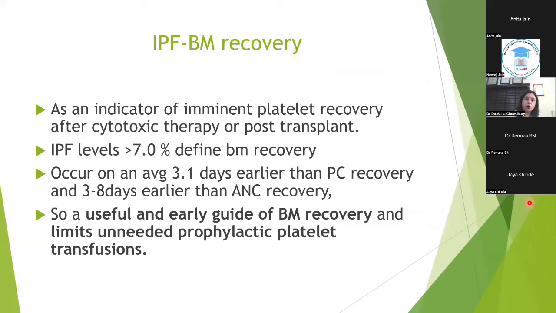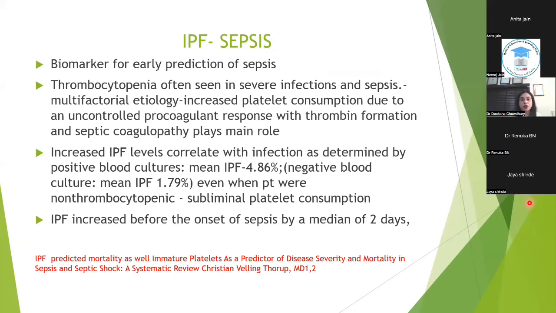So it is also used as an indicator of imminent platelet recovery after cytotoxic therapy or post bone marrow transplant. IPF levels more than 7% define bone marrow recovery. It occurs on an average 3.1 days earlier than platelet count recovery and 3 to 8 days earlier than ANC recovery. So it's a useful and early guide of bone marrow recovery and limits unneeded prophylactic platelet transfusions.